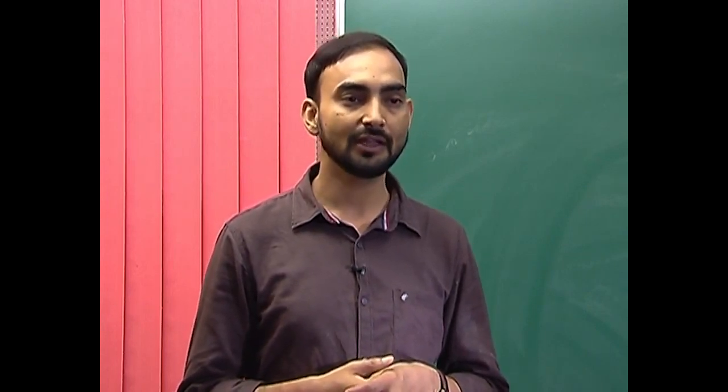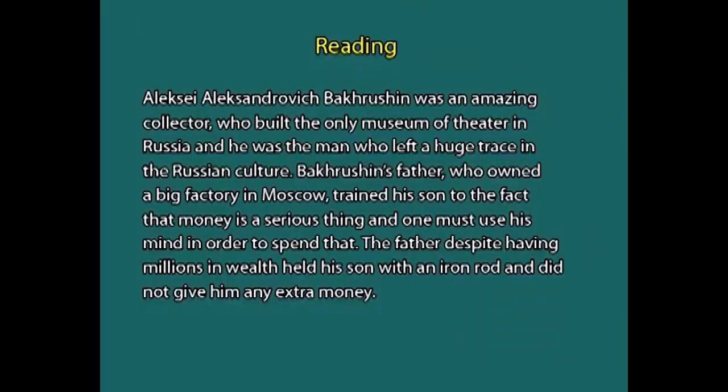So, now I will tell you the meaning of this paragraph. Alexei Alexandrovich Bakhrushin was an amazing collector who built the only museum of theatre in Russia, and he was the man who left a huge trace in the Russian culture. Bakhrushin's father, who owned a big factory in Moscow, trained his son to the fact that money is a serious thing and one must use his mind in order to spend that. The father, despite having millions in wealth, held his son with an iron rod and did not give him any extra money.